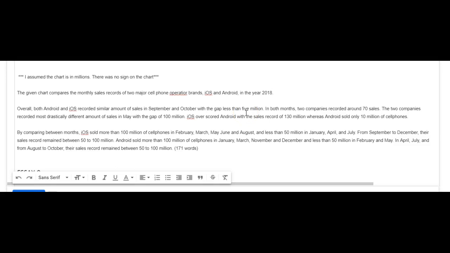The two companies recorded most drastically different amounts of sales in May, with the gap of 100 million. iOS oversold Android with a sales record, or the sales record is okay, fine, of 130 million, whereas Android sold only 10 million cell phones.